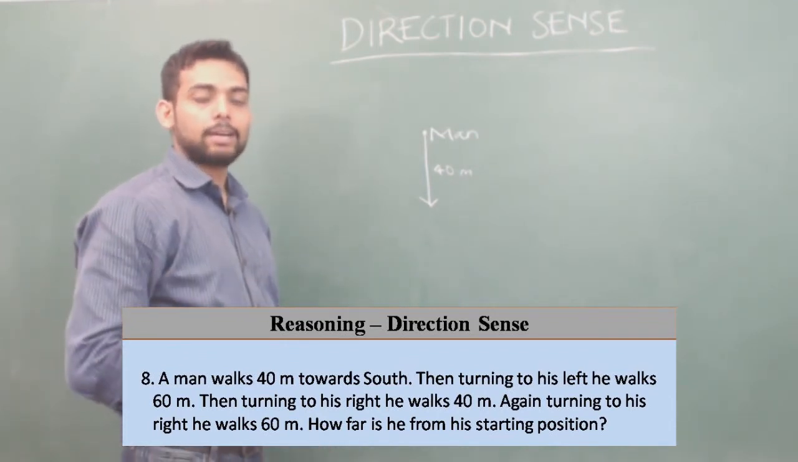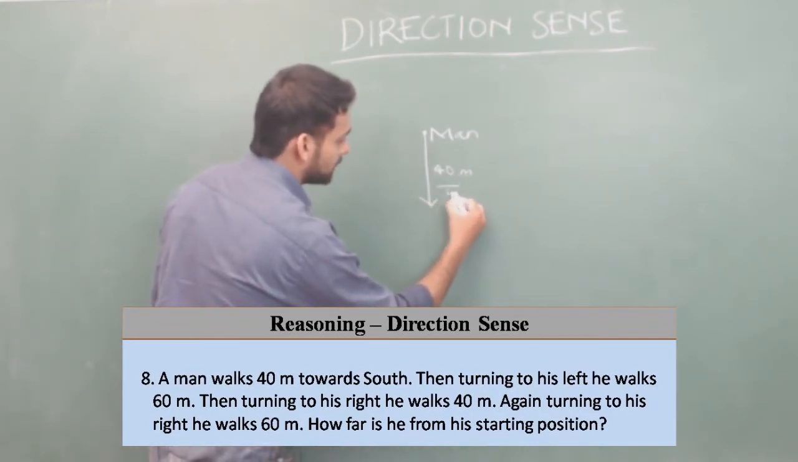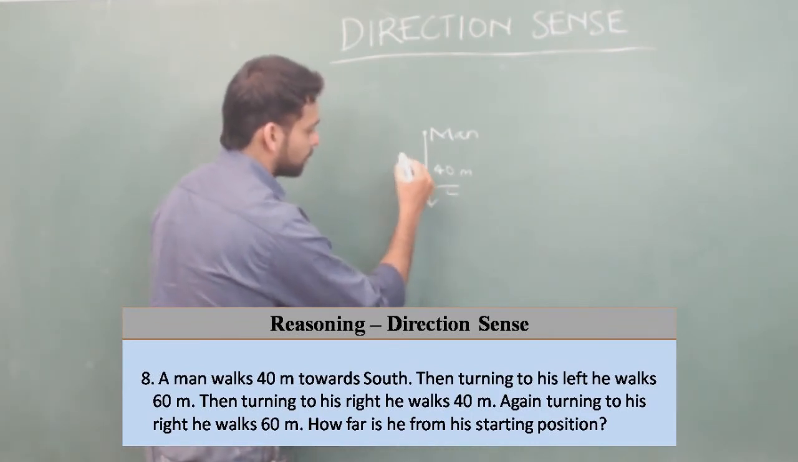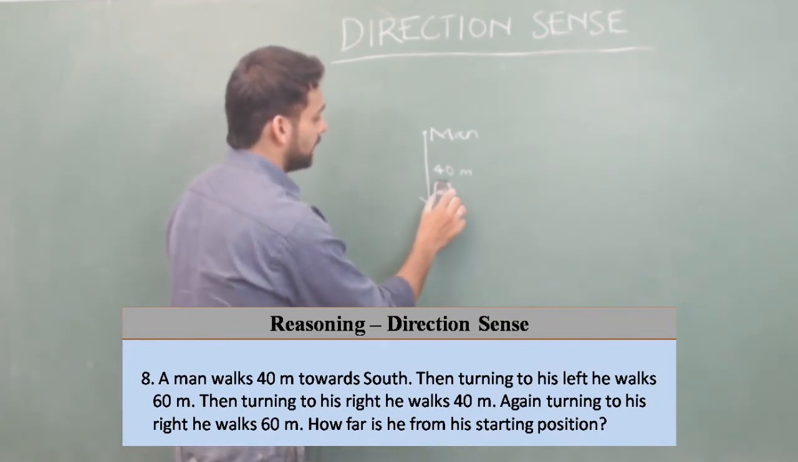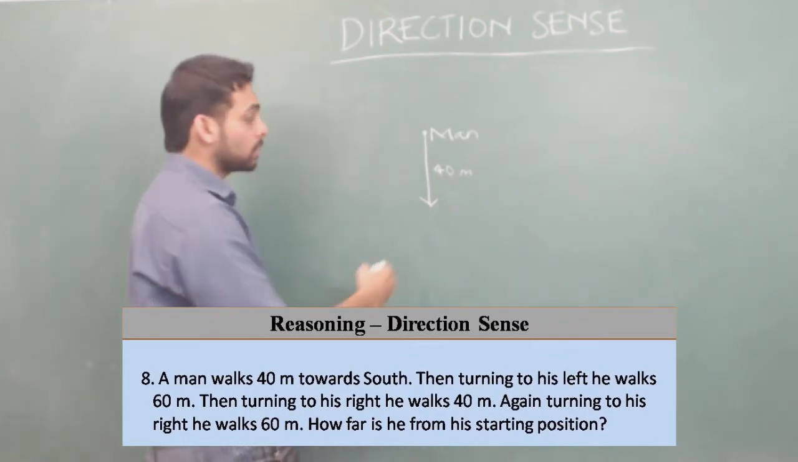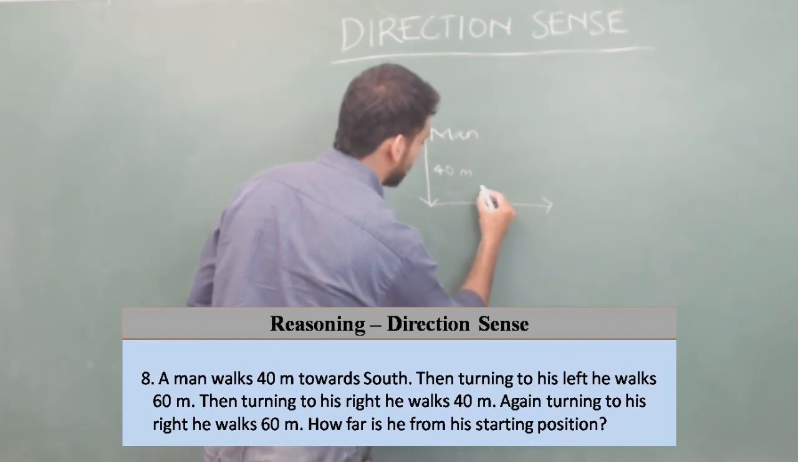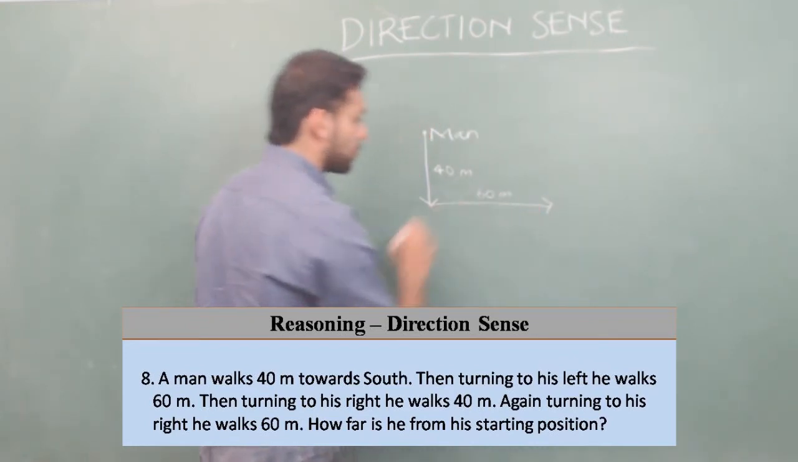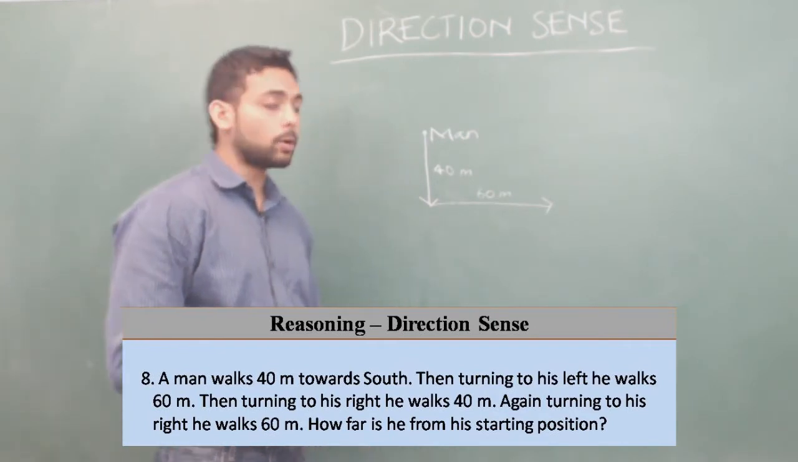Then turning to his left, he walks 60 meters. So when he walks south, this is left, this is right when he is walking south. So he turns towards his left and walks 60 meters. Turns left, walks 60 meters. Then turning to his right, he walks 40 meters.